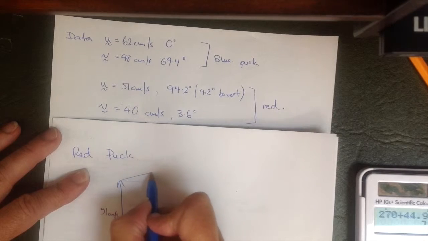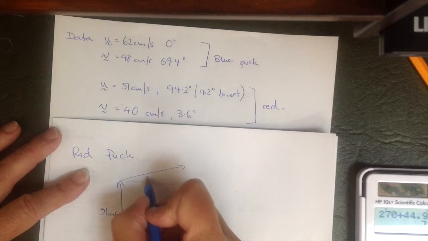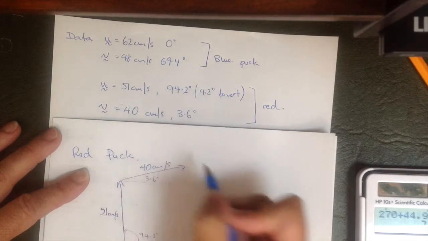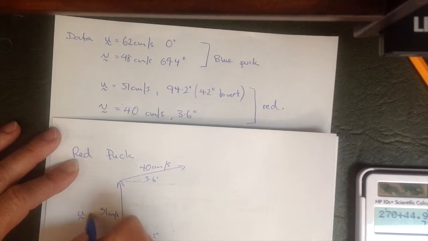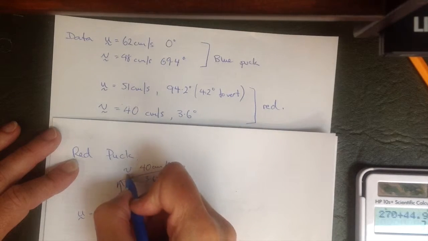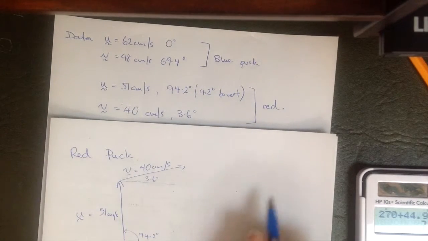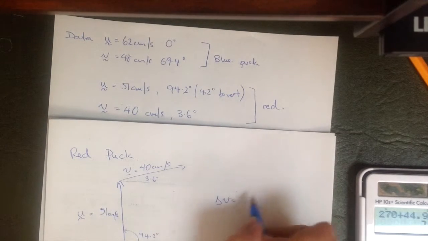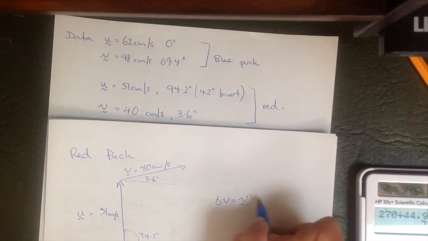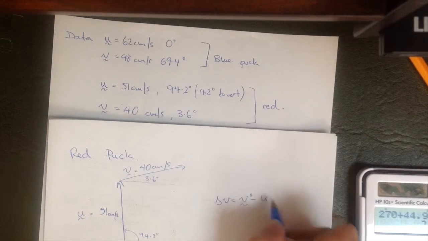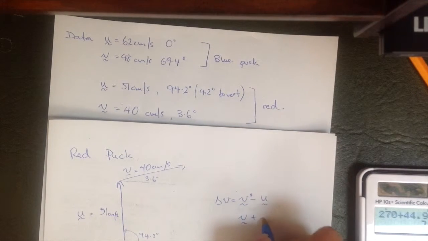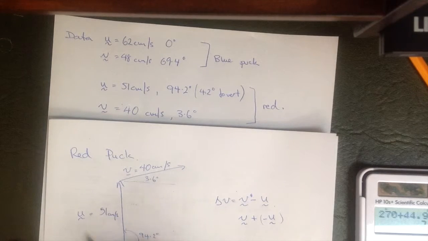was, and again I've really exaggerated, 3.6 degrees, and that was at 40 centimetres per second. So there are our original vectors, that's our u and that's our v. Now this time around again we need to understand that our change in velocity is going to be our final vector, take away the initial vector, and again remember that we can't actually subtract, we add the negative version. So I now have to think about what's the negative version of this.